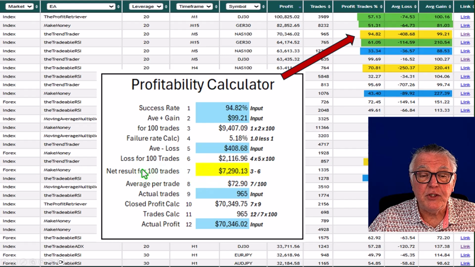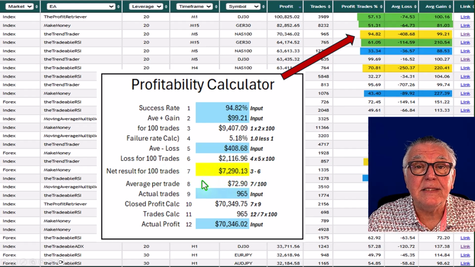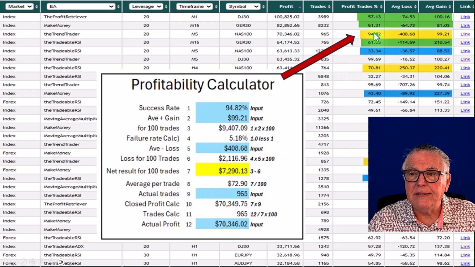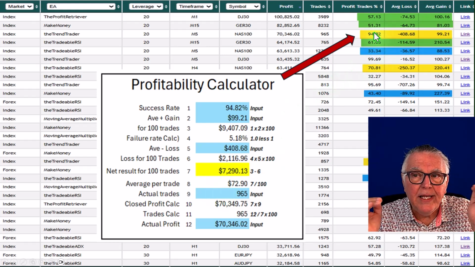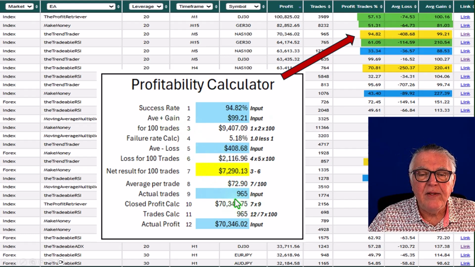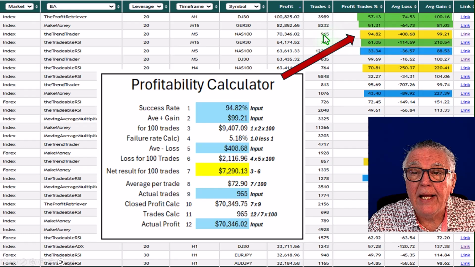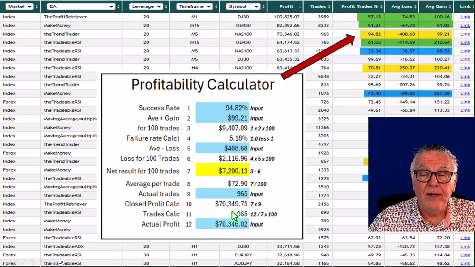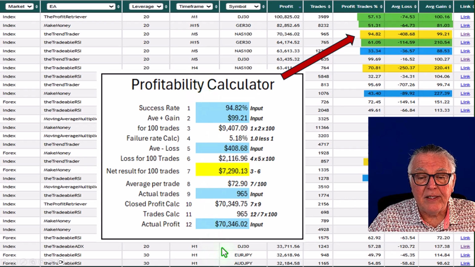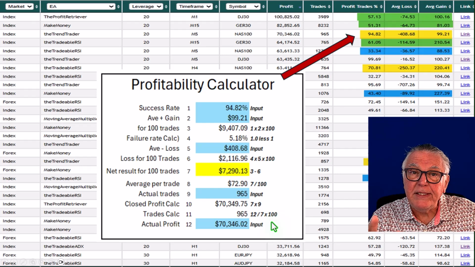So the difference shows that this is a highly successful strategy and mainly based on a high success rate. That the success rate's carrying the strategy through, and luckily there were 965 trades, and therefore that is why the $70,300 was produced, and the profitability calculator does that for you. So that's how the profitability calculator works.